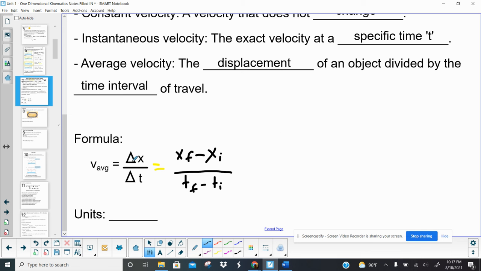So we can expand any of these little triangles to be this. And velocity is going to be measured in meters per second. Once again, if we're given kilometers, if we're given hours, we need to convert to meters per second for all of this to work out.